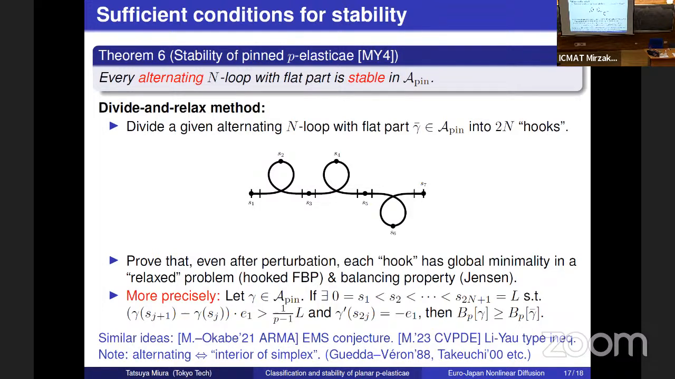For example, with Professor Okabe here, we have obtained a kind of generalized isoperimetric inequality, and there I also used the divide and relax method in a certain sense. And also in a different paper of mine, to prove a Reilly-type inequality for curves, I used a similar kind of divide and relax procedure. Of course, the problem is quite different, but the rough idea is the same. So I think at least for one-dimensional problems, this kind of method works even in other contexts. Yes, okay, so maybe I should finish.